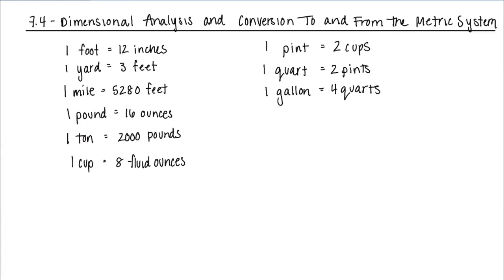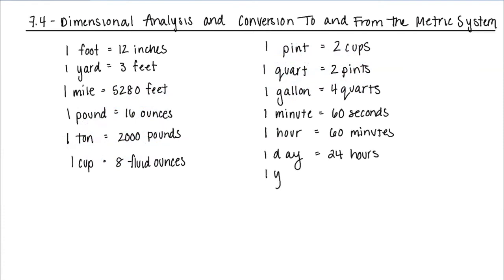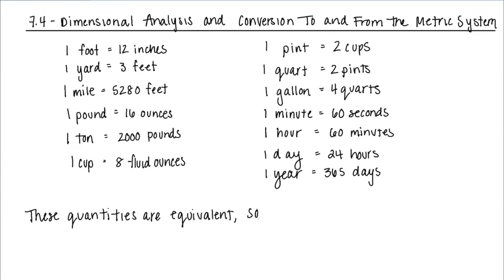Those I don't anticipate you remember, which is why you can see the US system is a little jacked up in comparison to the metric system, where you just move decimal places. This is really arbitrary numbers that you have to memorize. The other ones are standard though, like 1 minute is 60 seconds. I expect you know this now. 1 hour is 60 minutes. 1 day is 24 hours. And 1 year is 365 days. This is hopefully stuff that you remember and know. But really, all of these quantities are equivalent, so we can use them to convert between units.